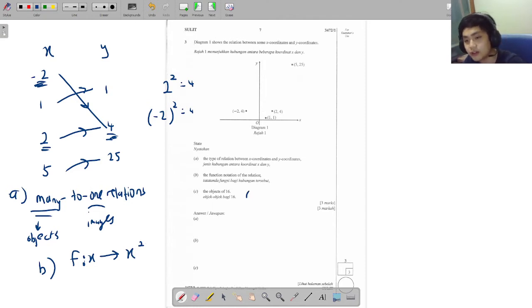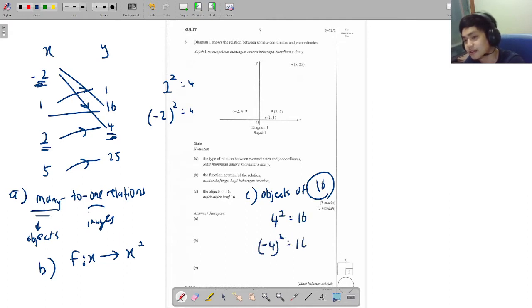So C, the objects of 16. Objects of 16 basically means that 16 is an image, because we are looking for what could be the object of 16. So what could give me 16? There are two numbers that can give me 16 in this case. I can take 4 squared, it gives me 16, and I can take negative 4 squared as well, and it still gives me 16. So the objects of 16 in this case are 4 and negative 4.